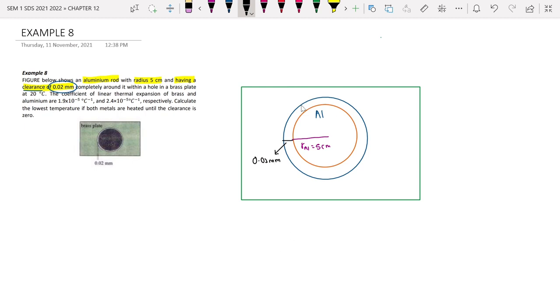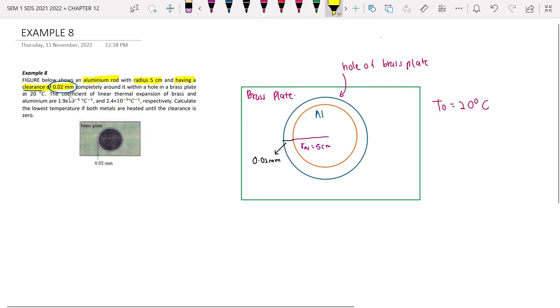As you can see, there is a hole of a brass plate. Yang warna biru ni adalah hole of a brass plate. Hole of brass plate. And this is the brass plate. At 20 degrees Celsius, which means the original temperature is 20 degrees Celsius, the initial temperature.